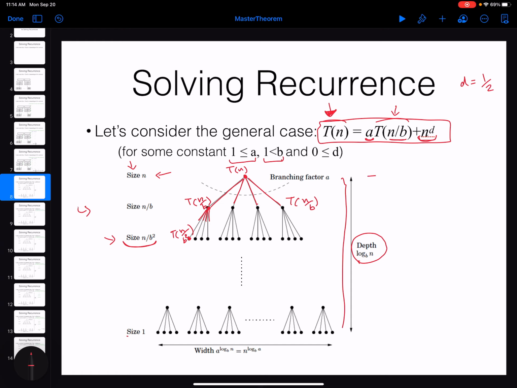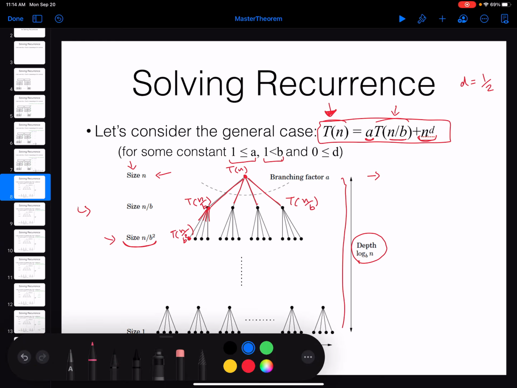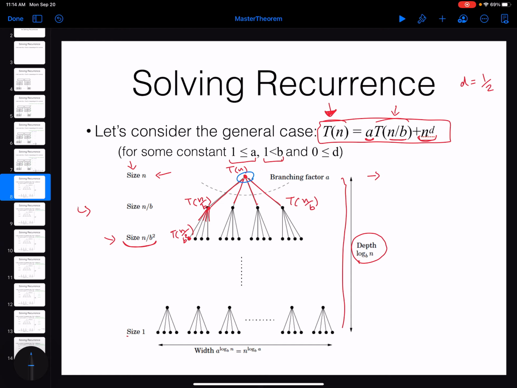What is going to be the cost for the first level? Remember, associated to each of these T of n's, let me use a different color, each of the nodes here, each T of n, there is going to be some additional costs, right? So T of n is equal to a number of T of n divided by 2 plus this additional cost that I have here, this term. So based on the size, what is going to be the size of the first level? The size is n, and the formula is n to the power of d. So the cost for the first level is going to be n to the power of d.